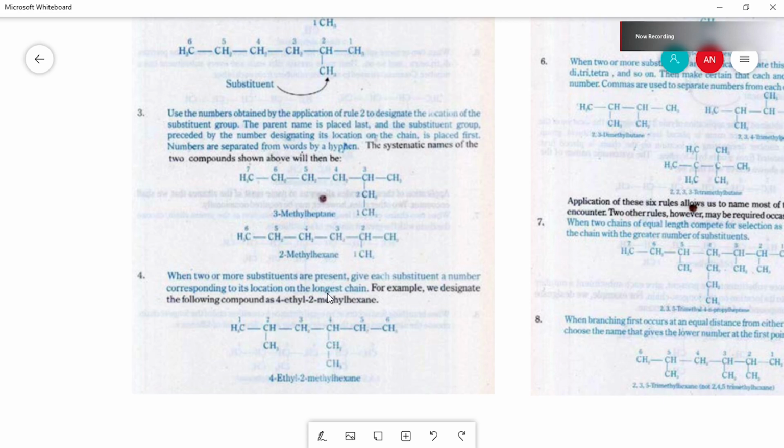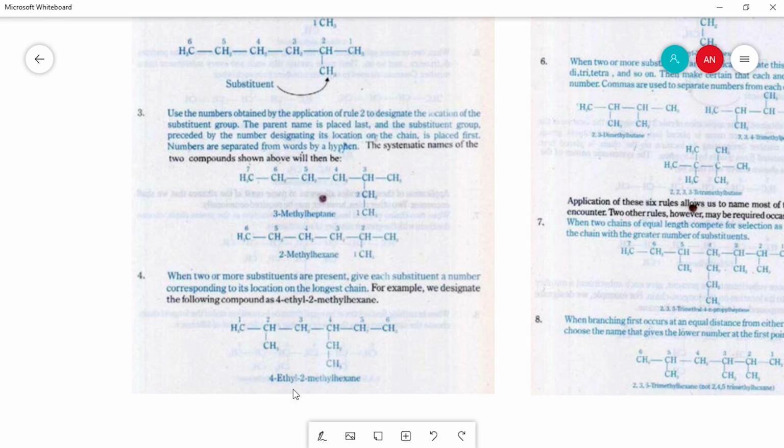Rule number 4, when 2 or more substituents are present, give each substituent a number corresponding to its location on the longest chain. For example, we designate the following compound as 4-ethyl-2-methylhexane. Let's see. This is a hexane chain. We can see clearly as it contains 6 carbons, and there is a methyl branch on the second carbon and an ethyl branch on the 4th carbon. So its name would be exactly 4-ethyl-2-methylhexane.